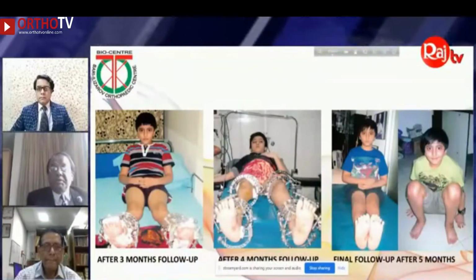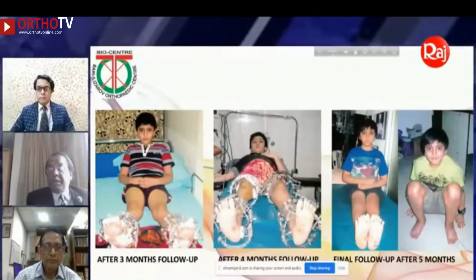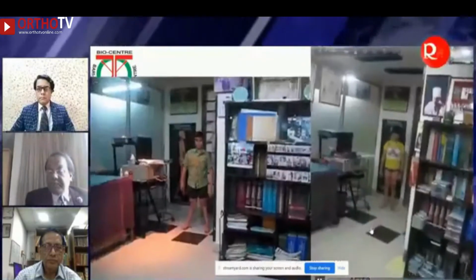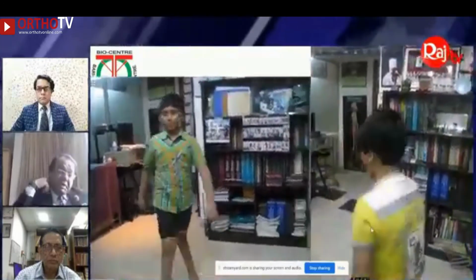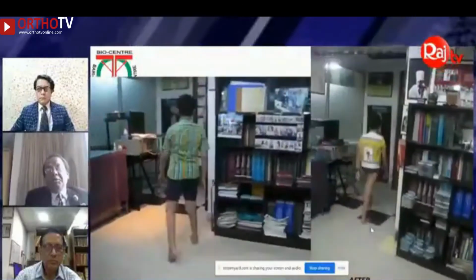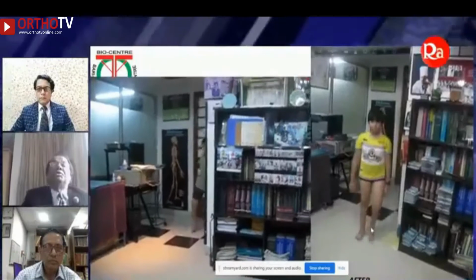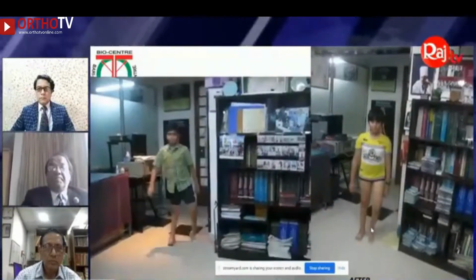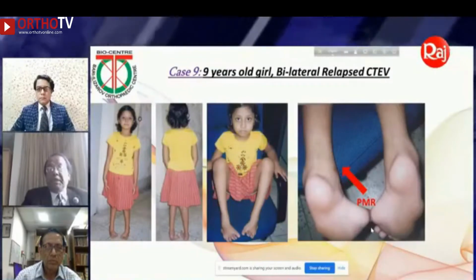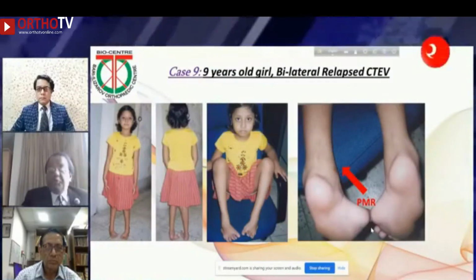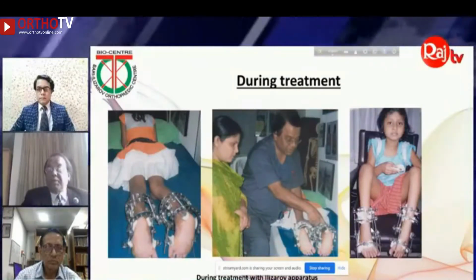I did the surgery here and here to correct the genu valgum and to correct the relapsed clubfoot. Now we can see here, before surgery, how he was walking and how he's walking after surgery. Fantastic case, fantastic result with magical Ilizarov. Bilateral CTEV, relapsed, again PMR, sequelae of PMR. See, it's long back. I did this one.